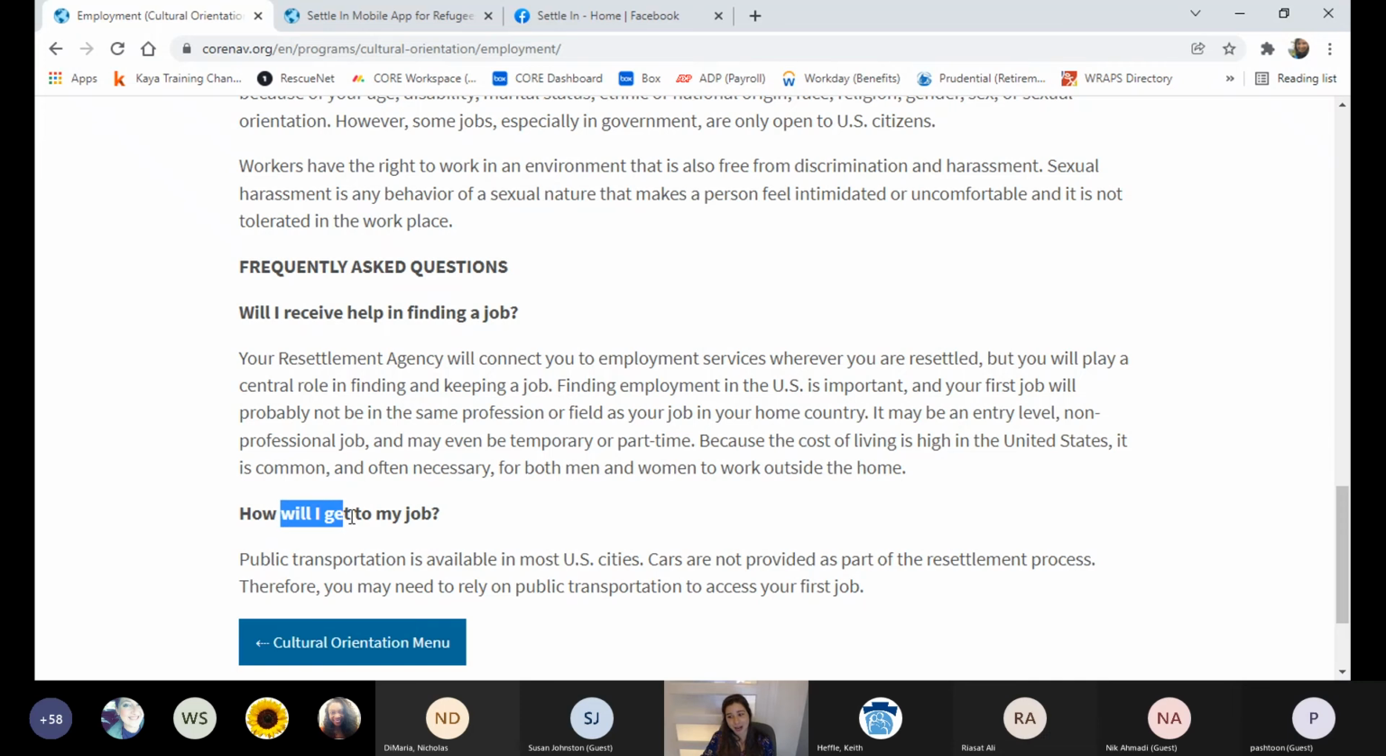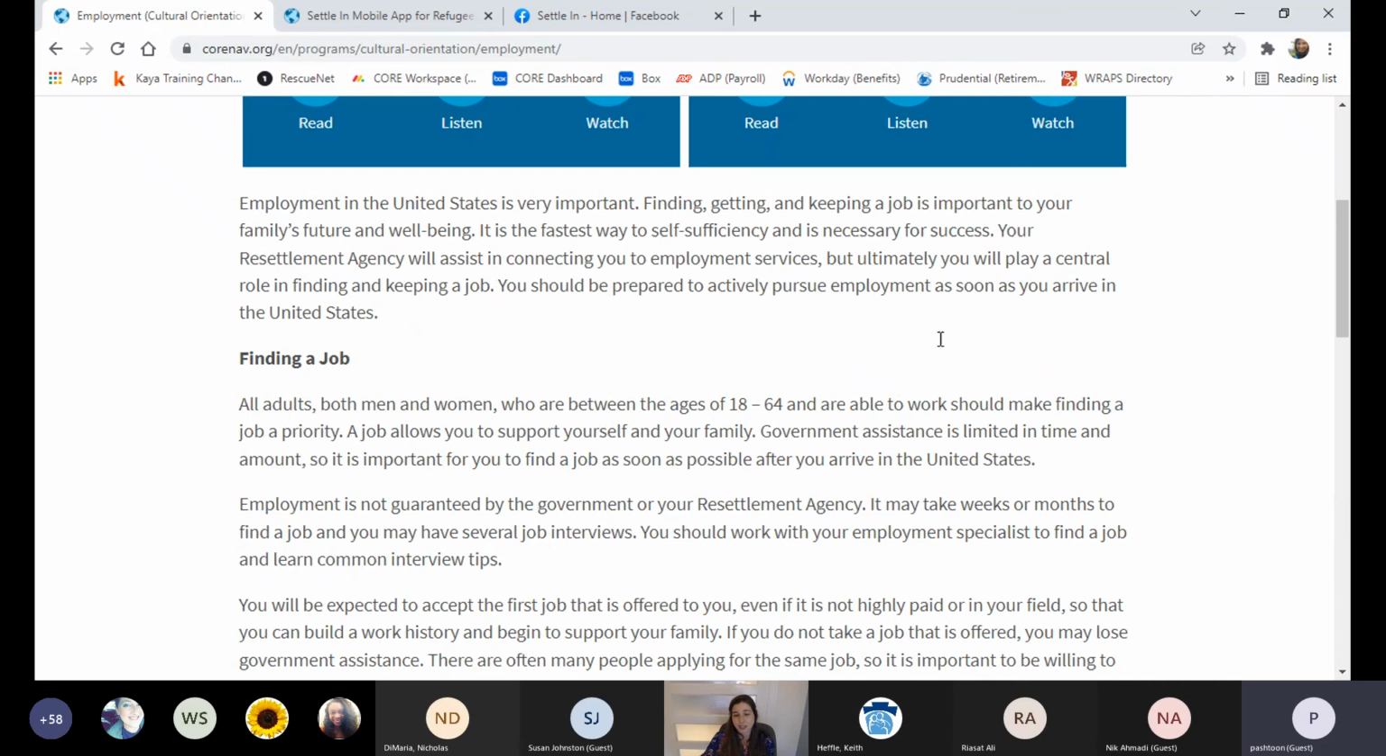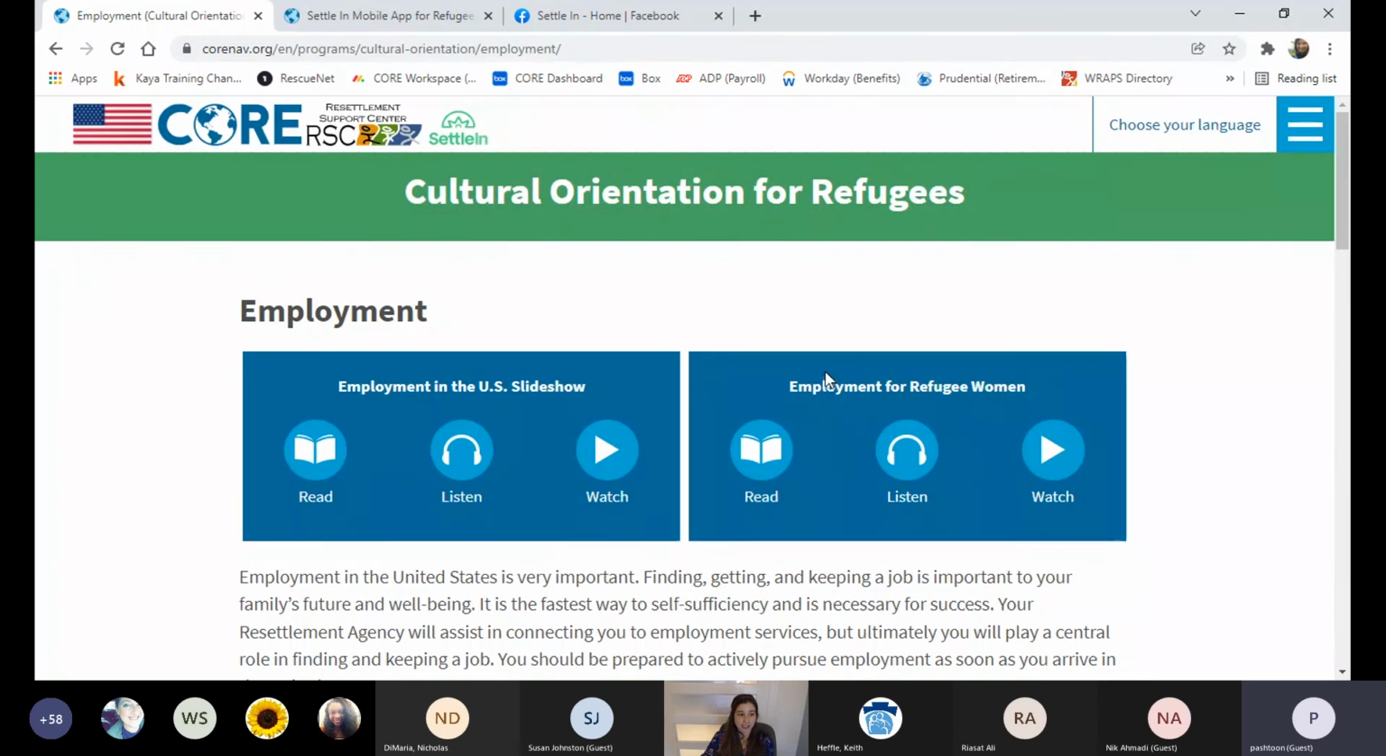So how will I get a job? Will I receive help getting my job? So continuing our conversation about dual income households and the importance of both spouses potentially working in a home, I'll navigate to the Employment for Refugee Women CORE resources. So you'll see here that we have a fact sheet, which you can navigate under read, a podcast, which is under listen, and a video, which is under watch.